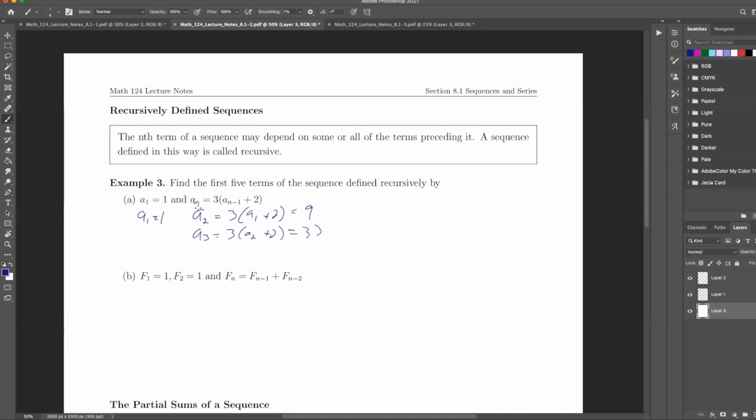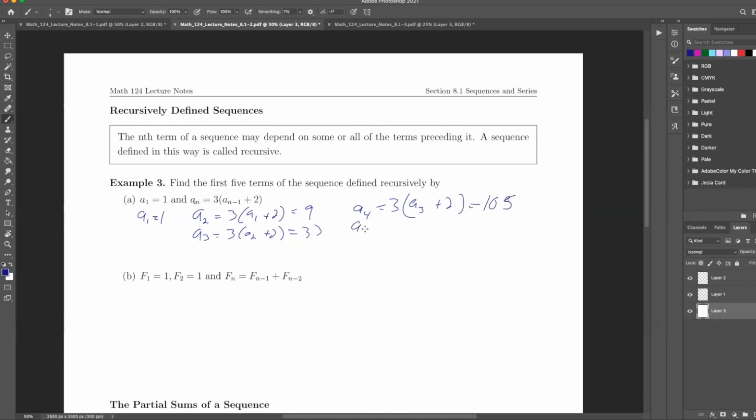So notice here, we're just going to use this formula. My next one is a4. My a4 formula would be 3 times (a3 plus 2), since n minus 1 is 3. Well, a3 is 33, plus 2 is 35. 35 times 3 is 105.